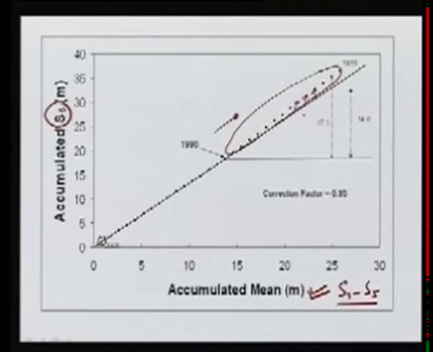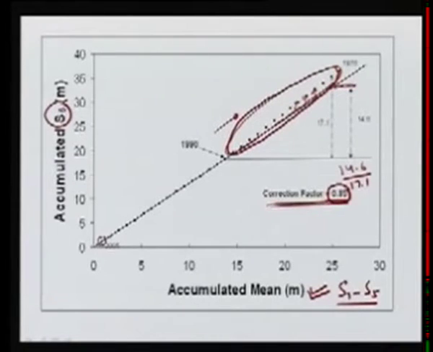And to bring it on the straight line, what we need to do is, this is 17.1 from here to here, and this is 14.6 from here to here. So we have a correction factor of 14.6 divided by 17.1, which comes out to be 0.85. So all this data before 1990 has to be multiplied by 0.85 to bring it down to this line and make it consistent.